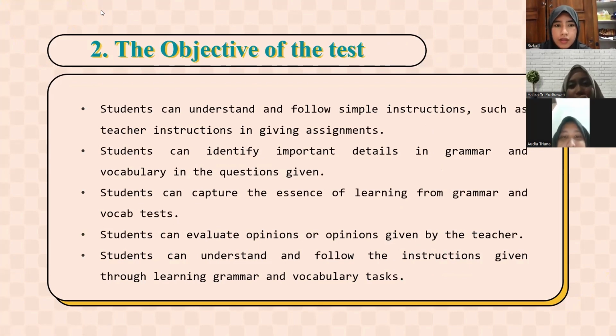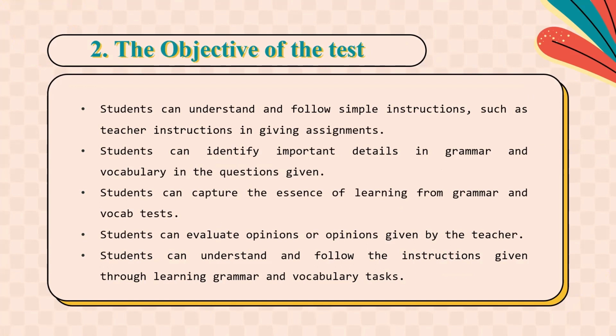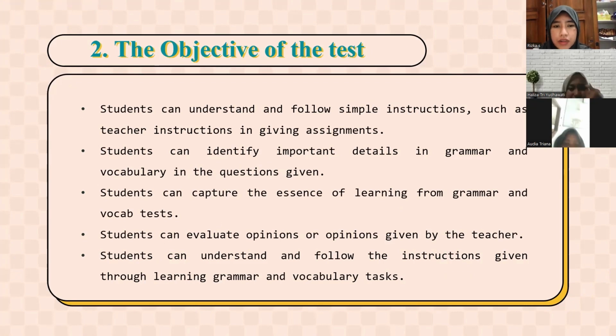All right. Next is the objective of the test. The first is students can understand and follow simple instructions, such as teacher instruction in giving assignments. The second one is students can identify important details in grammar and vocabulary in the questions given. And then students can capture the essence of learning from grammar and vocab tests. And students can evaluate opinions given by the teacher. And the last one is students can understand and follow the instructions given through learning grammar and vocabulary tasks.